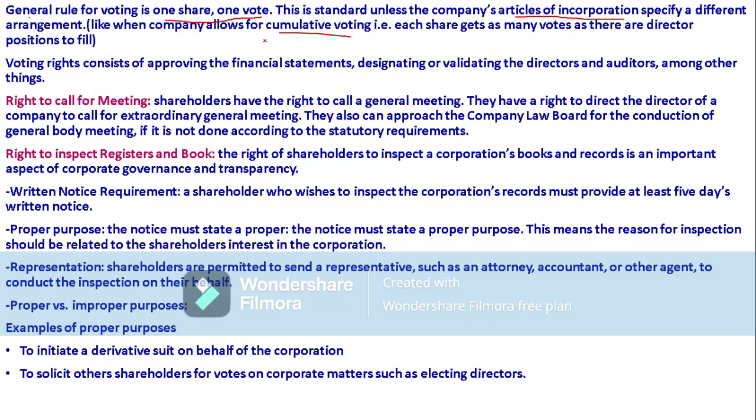So this method is particularly beneficial for minority shareholders. Why? Because minority shareholders have very few shares compared to the majority shareholders, and their representation is also less compared to majority shareholders. So in that case it will be good. For example, 5 director positions are available. A minority shareholder owns 100 shares. In a cumulative voting system, each share equals 5 votes, because of 5 directors, 5 votes.